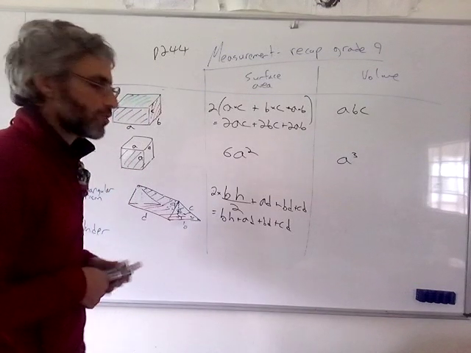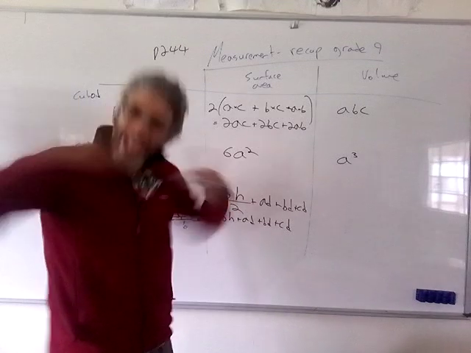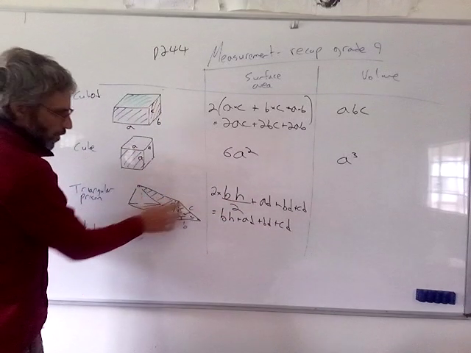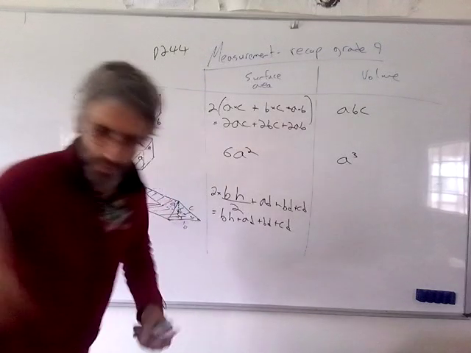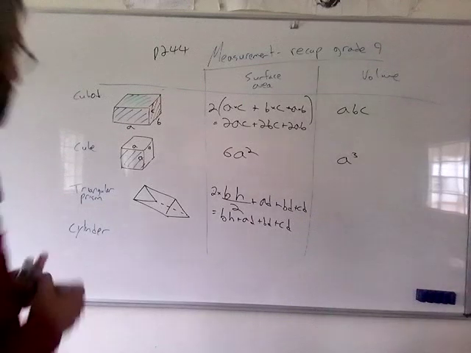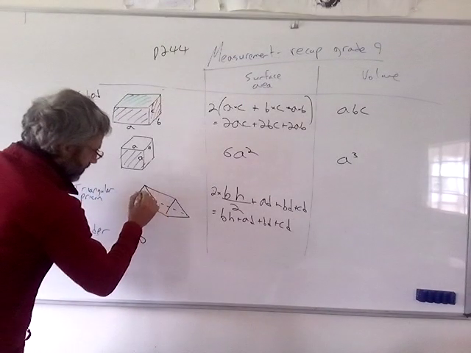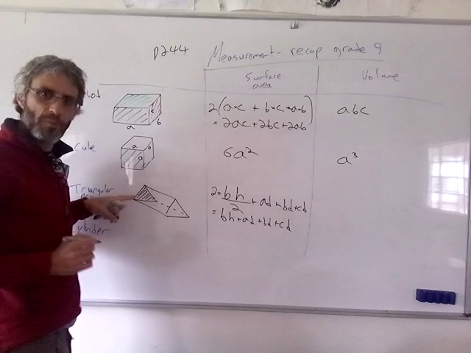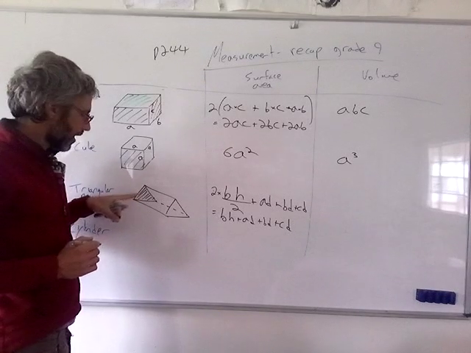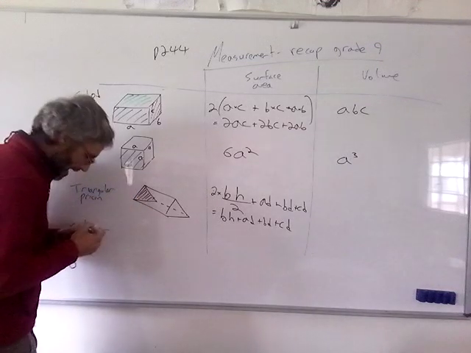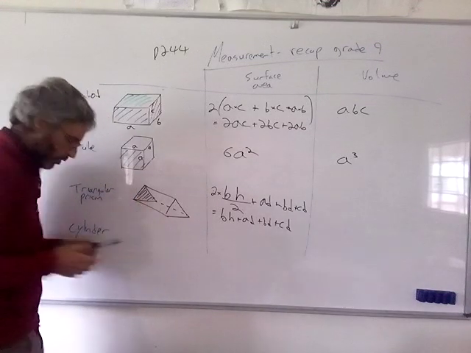The volume of a triangular prism, and in fact, the volume of any prism, what we're going to do is always take the surface area of the base. Let me just pause and clear out a little bit. So the volume of a triangular prism, and that's the volume of any kind of prism, you're going to take one of the bases, find the surface area of that, and times it by the distance between the prisms.